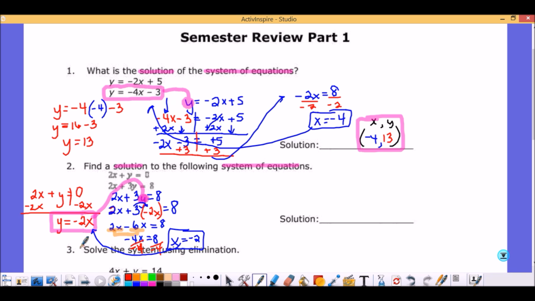So now I'm going to rewrite the problem, y equals negative 2, but now I know the answer to x, which is negative 2. So now I know y equals positive 4, because negative 2 times negative 2 is 4. So my solution, remember, is my x value, comma, y value. So the answer that I got for x was negative 2, and the answer that I got for y is positive 4. So this is the point of intersection.